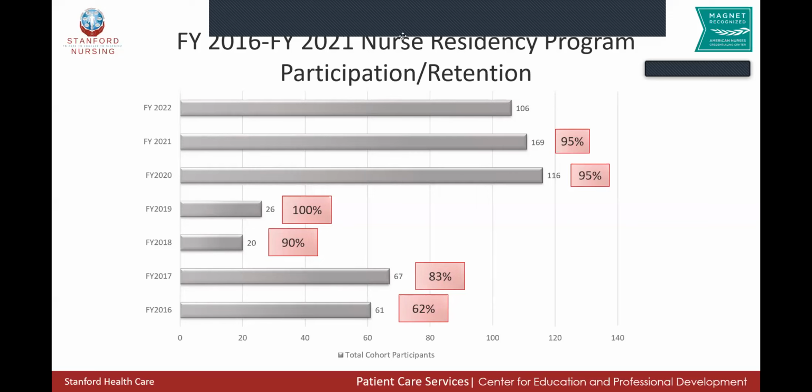Also, if you look at FY22, we have 106 that have already started and are in the middle of their orientation now, and we're set to bring in about 200 for the remainder of the year, FY22, the fiscal year of 2022.